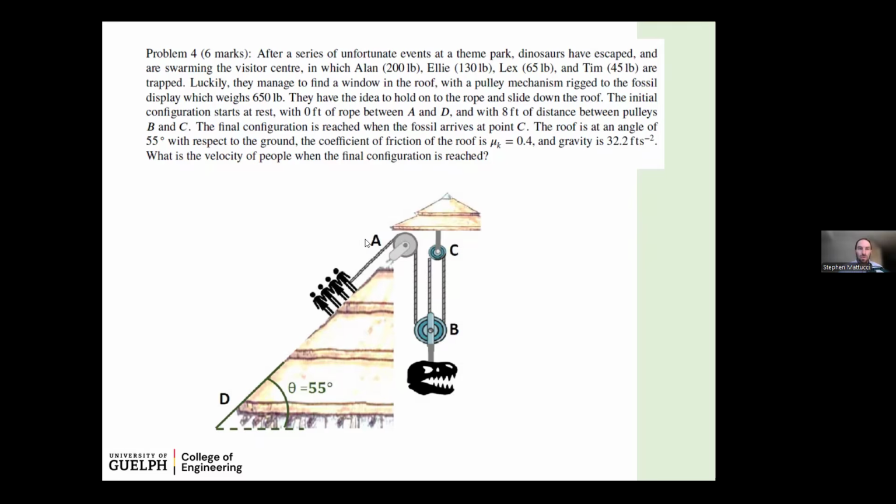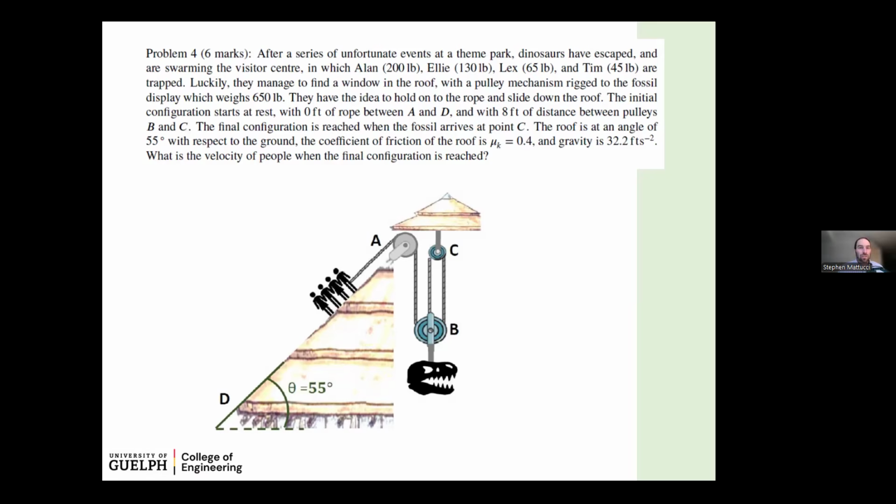We've got some people that are sliding down a roof that are attached to some pulley mechanism attached to some dinosaur skull. After a series of unfortunate events at a theme park, dinosaurs have escaped and are swarming the visitor center in which Alan, Ellie, Lex, and Tim are trapped. Luckily, they managed to find a window in the roof with a pulley mechanism rigged to the fossil display, which weighs 650 pounds. They have the idea to hold on to the rope and slide down the roof.